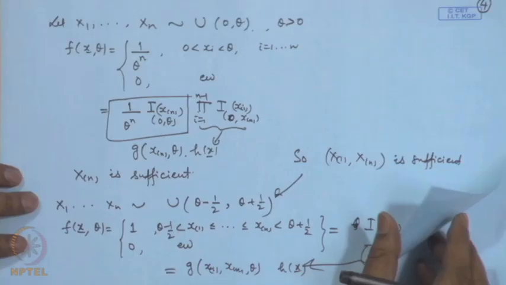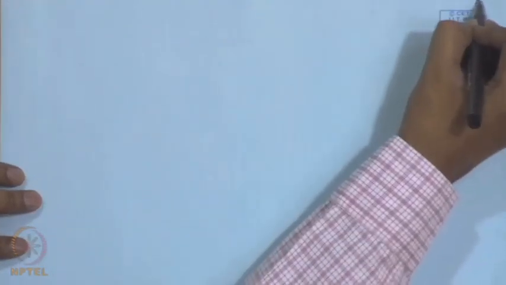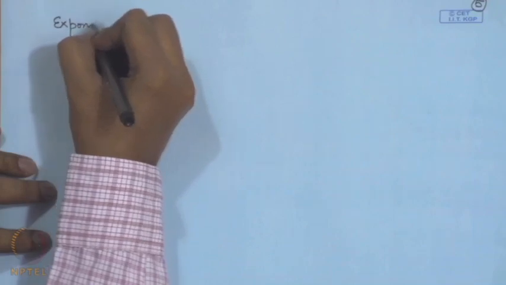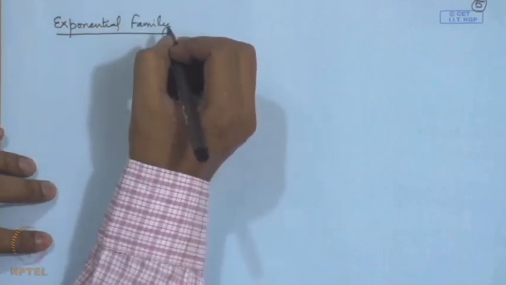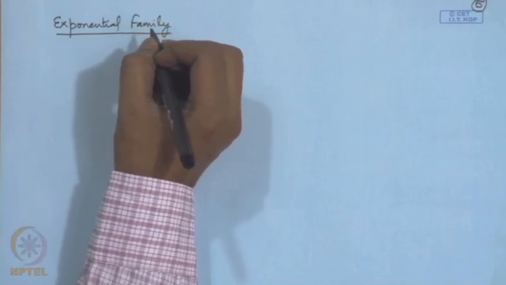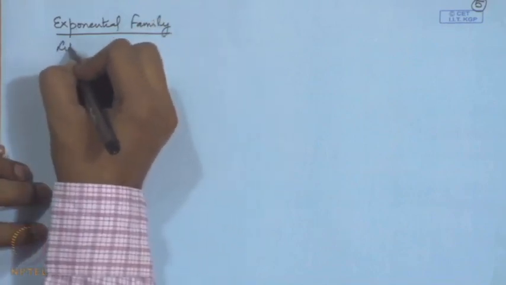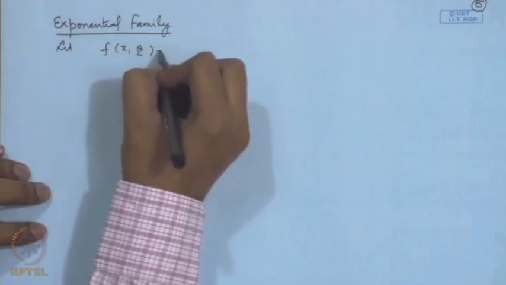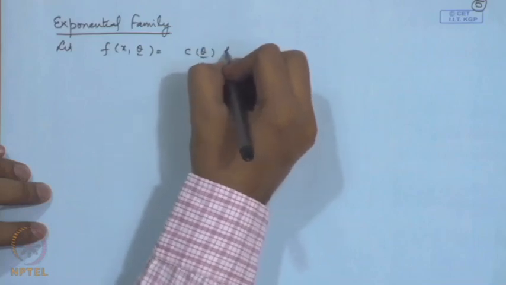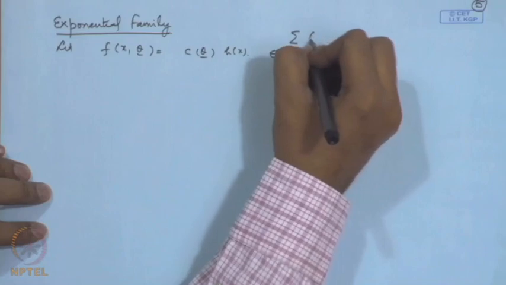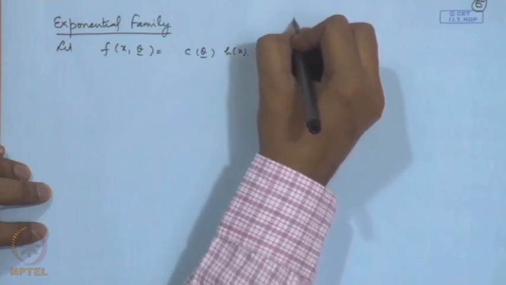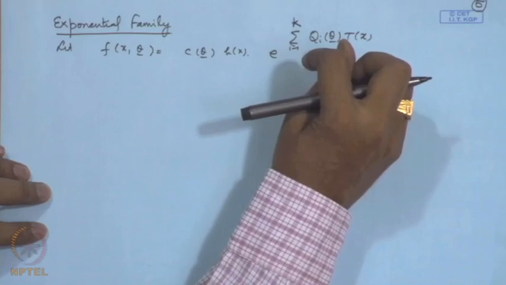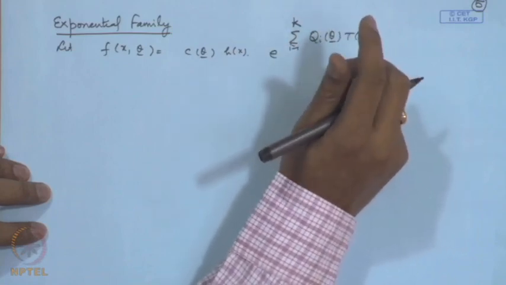Now, this factorization theorem is very useful if we are considering a general distribution in an exponential family. So, let us consider distributions in exponential family. If we are considering a k dimensional exponential family, let f(x, theta) be equal to c(theta) h(x) e to the power sigma q_i(theta) t_i(x), i is equal to 1 to k. This is called a k dimensional exponential family, provided the parameter space contains a k dimensional rectangle.